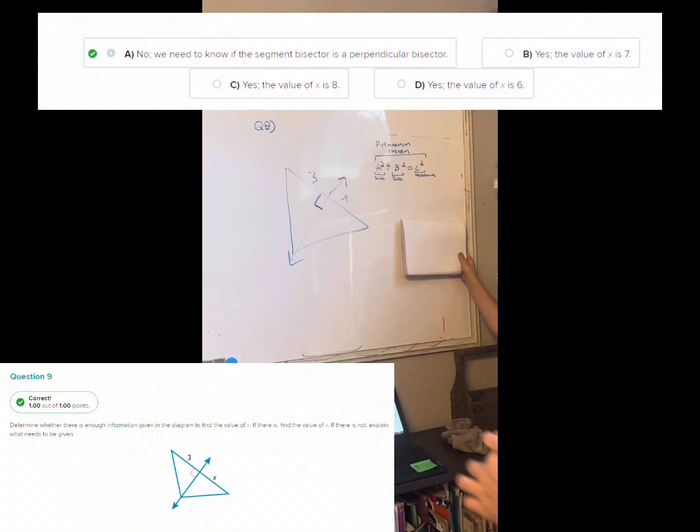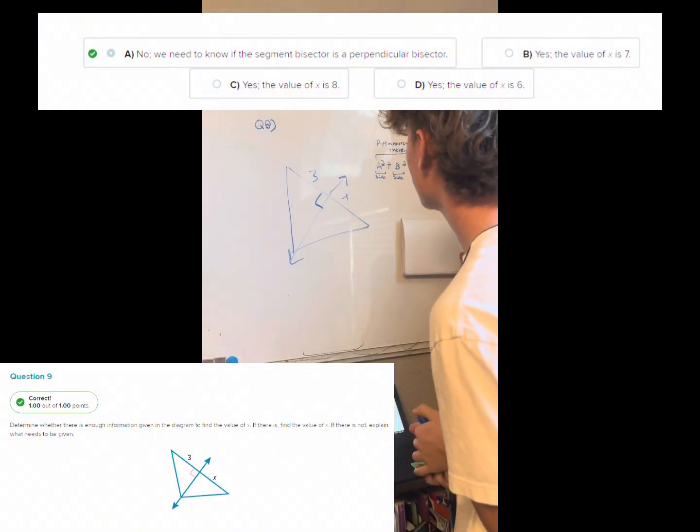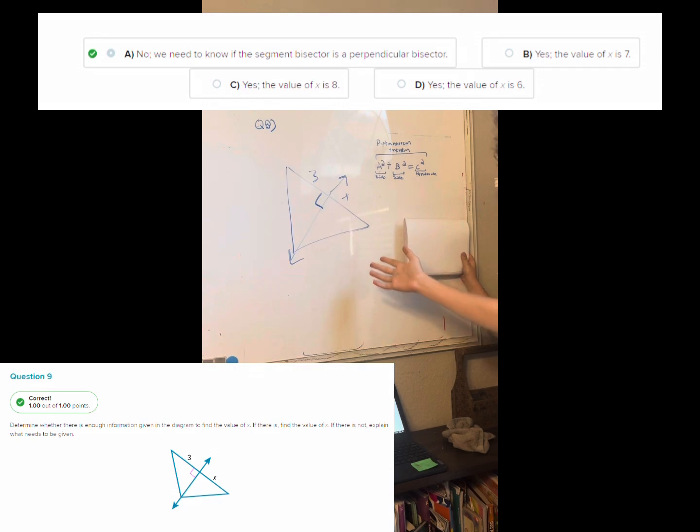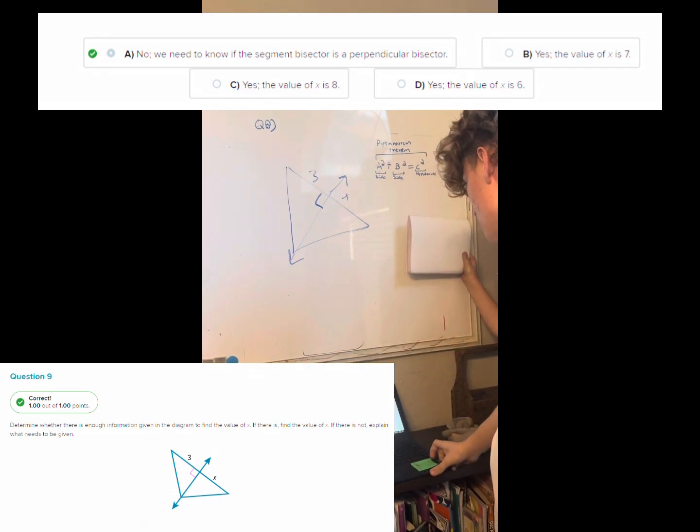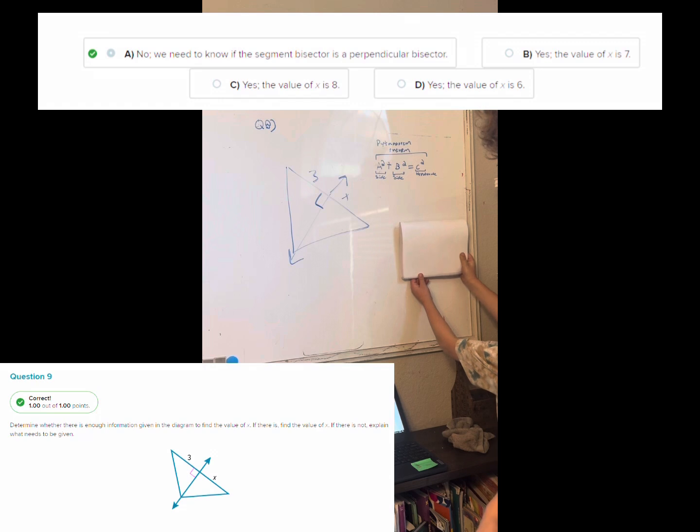All right, so this one's an altered version of the last one we just did, right? So the question is, determine whether there's enough information given in the diagram to find the value of x. If there is, find the value of x. If not, explain what needs to be given, okay? So I choose A once again, which was no, which reads, we need to know whether the hypotenuses of the triangles are congruent, right? And here's why we need to know that, right?